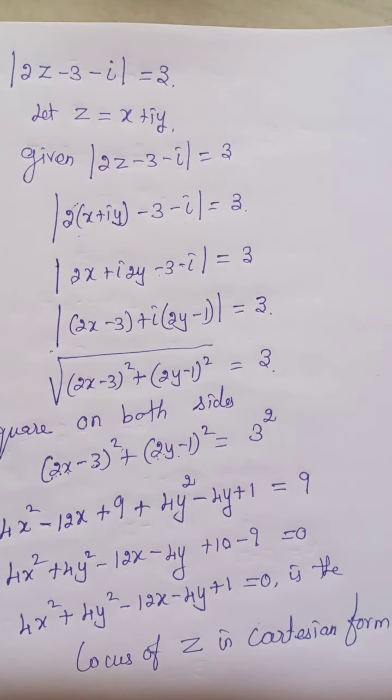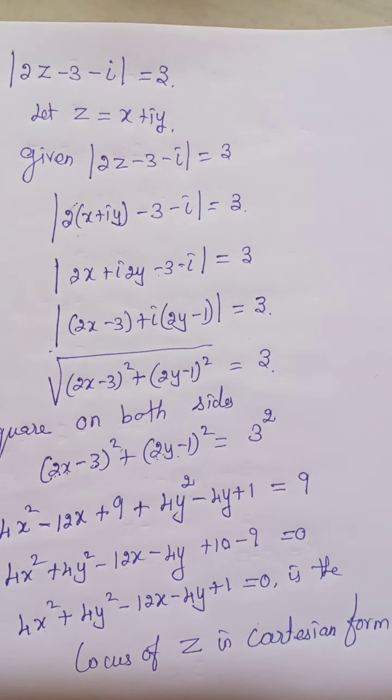Is that clear? Simple only. Substitute the value of z, that is equal to x plus iy. Bring the real and imaginary part together. Then we have to simplify and write the answer. Is that clear? So only one problem, one subdivision is given for your homework. Complete it.